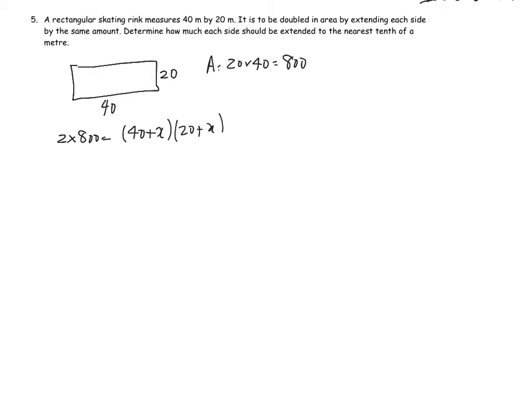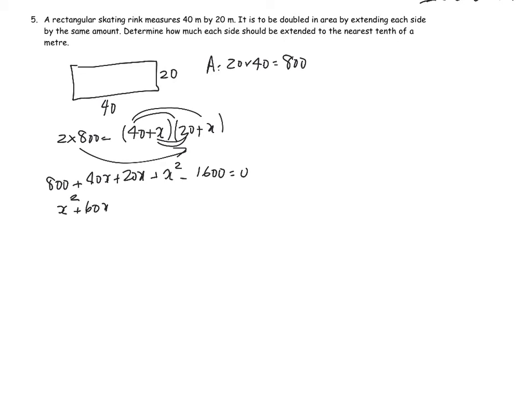So this is the new sides, 40 plus x and 20 plus x. Now we are supposed to find the value of x, or the amount that we have to extend. So if I distribute these inside and move this guy to the left, I get 40 times 20 is 800 plus 40x plus 20x plus x squared minus 1600 is equal to 0. If we simplify this one, we get x squared plus 60x minus 800 is equal to 0.